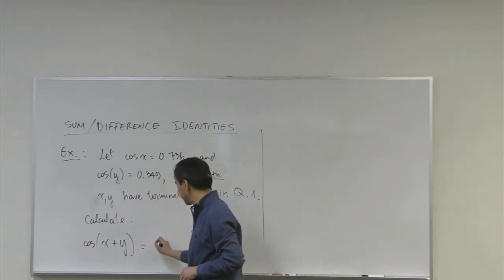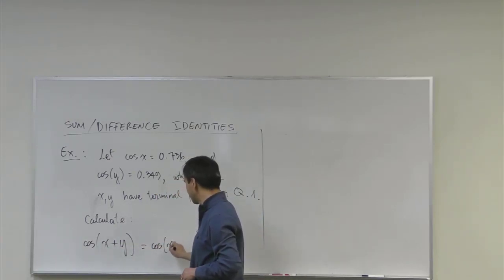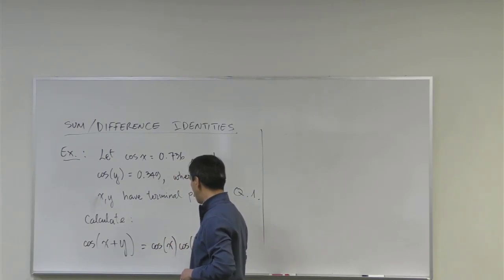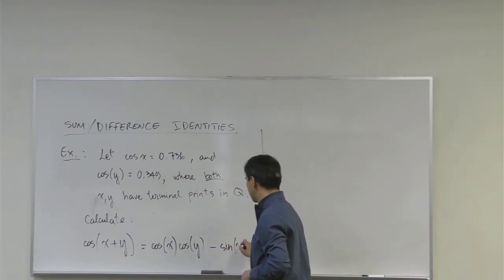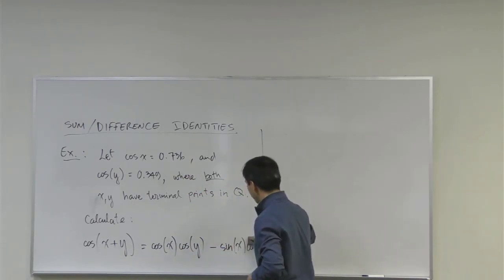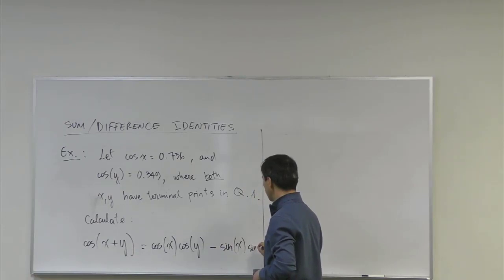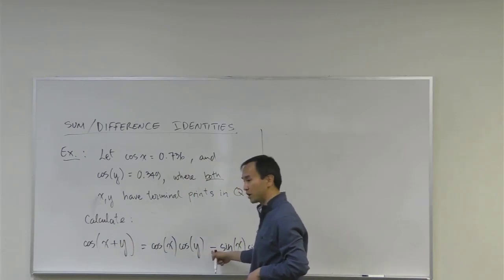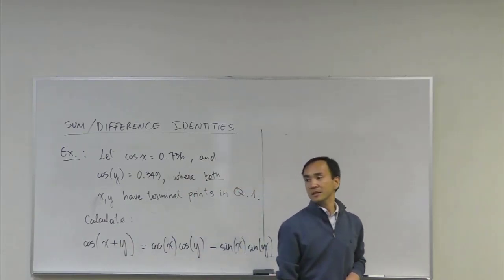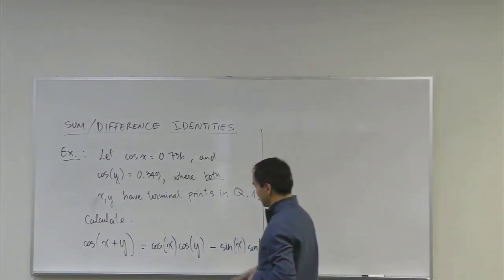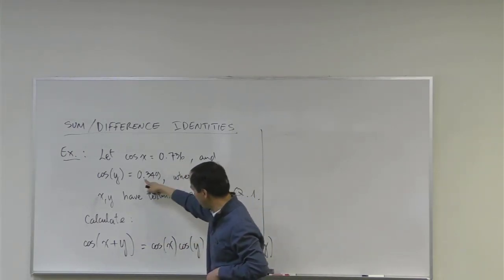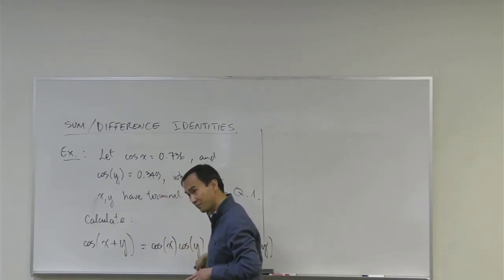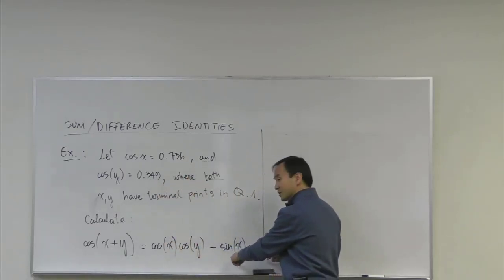The formula we've had just here, so we apply it from our understanding: cosine of x times cosine of y, cosine, cosine, and then we need to subtract sine of x, sine of y. That's the way, cosine, cosine, sine, sine. But if it's a plus, the formula goes subtract. And so, cosine of x is given as a value here, 0.736. Cosine of y is 0.349. So we got these, but we didn't know sine of x and sine of y.